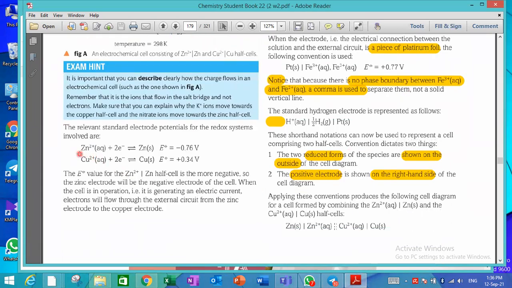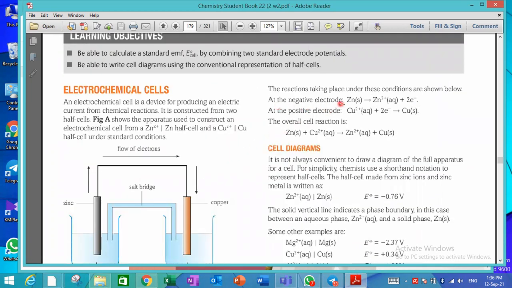So here we have two half cells, two redox systems. Zinc ions plus 2 electrons gives zinc metal, E naught is minus 0.76 volts. And copper ions plus 2 electrons gives copper, E naught equals plus 0.34 volts. So when we connect them together, we are going to add these two equations together. Of course, we are going to leave the more positive one when we want to write the total E naught cell. Okay, I'm going to return back to this part.